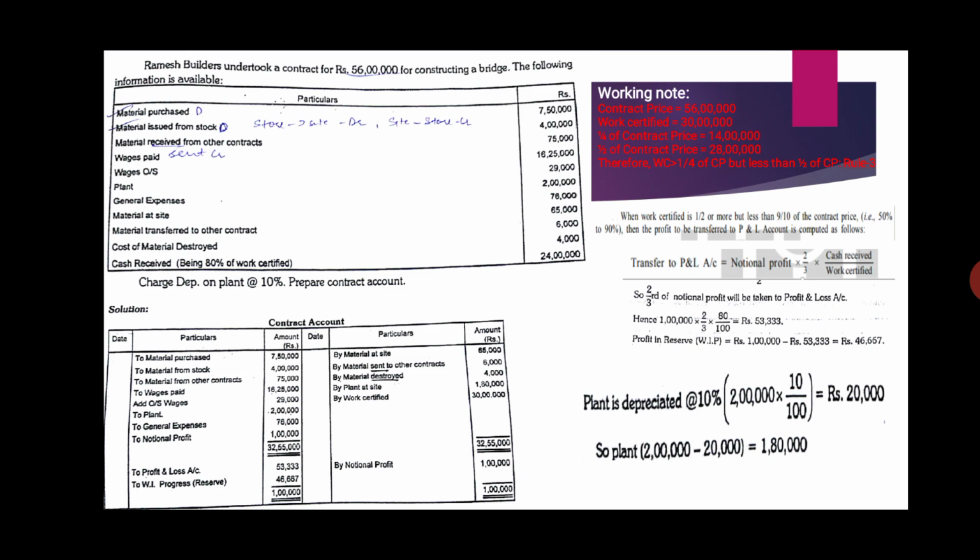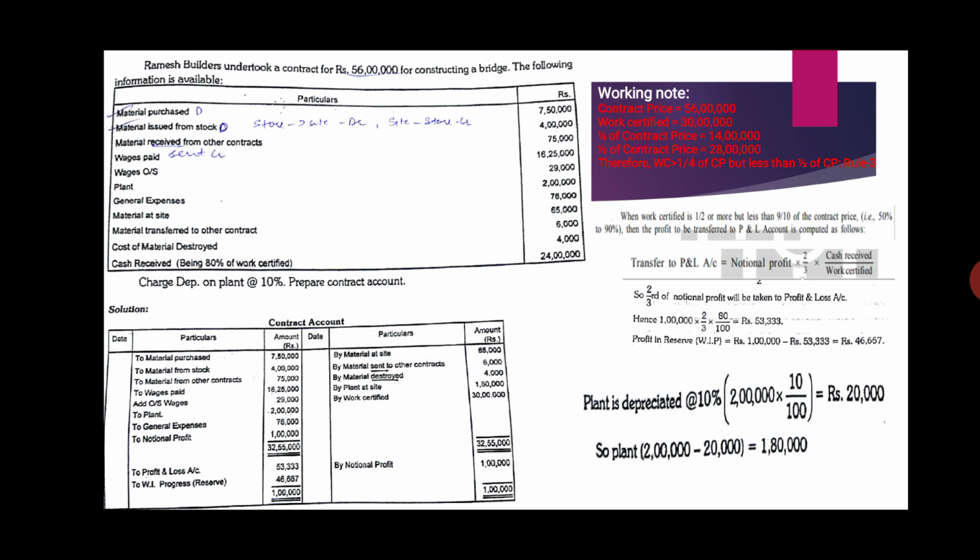Now once you have done all these four things, try to compare the work certified with 1/4 of the contract price and with half of the contract price. Here we can observe that work certified, which is 30 lakh, is more than 14 lakh but less than 28 lakh. Yes, so we can say that rule number 3 applies: more than 1/4 and less than half of the contract price. So what does the rule 3 formula of calculation of profit say?